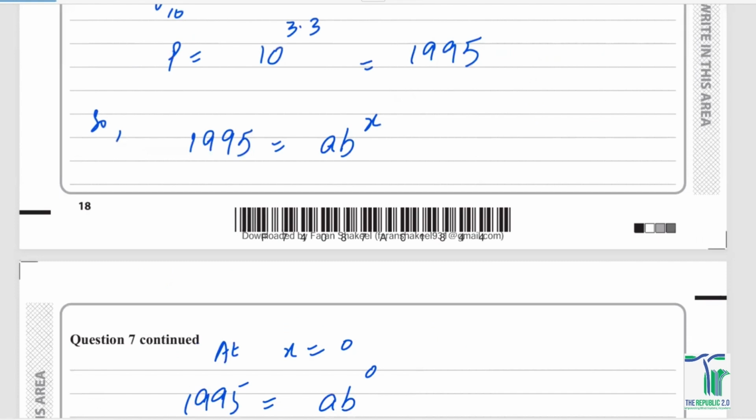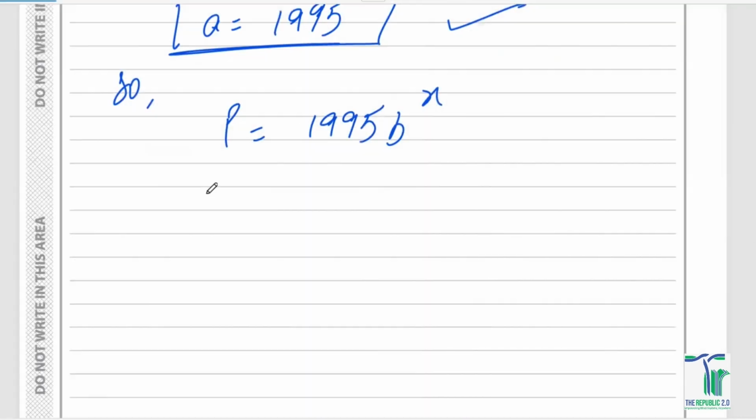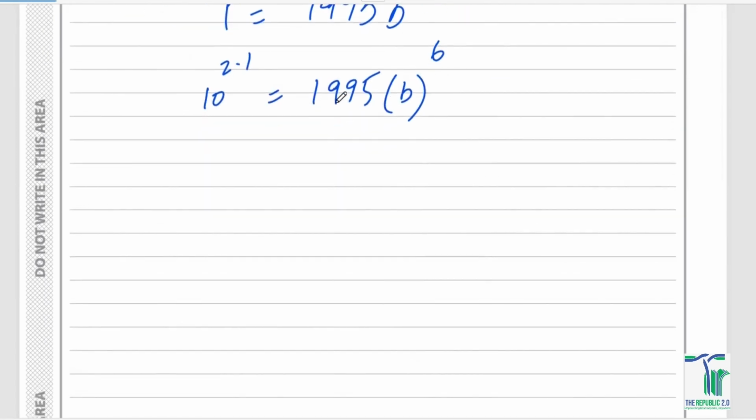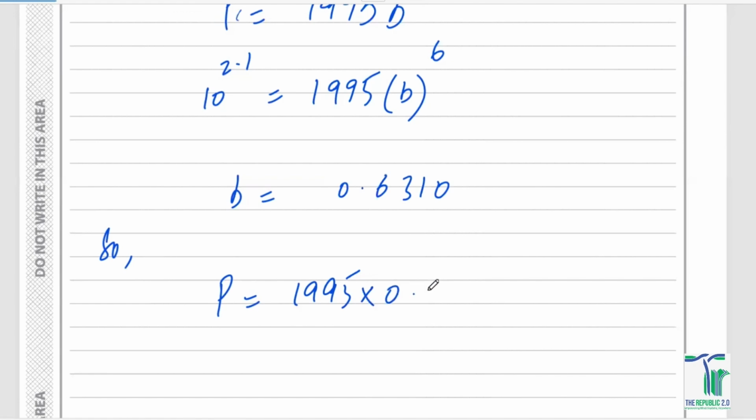So just plug them in and you would have 10 raised to the power of 2.1 equals 1995, b is unknown and it is raised to the power of 6. By solving it, dividing both sides by 1995 and then taking the sixth root of this expression, you'll have b equals 0.6310. So your model would become P equals 1995 times 0.6310 to the power of x, right?